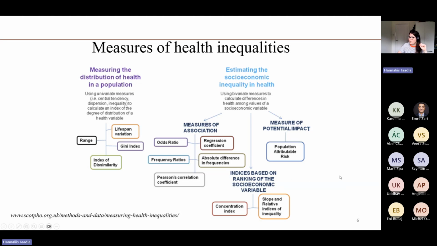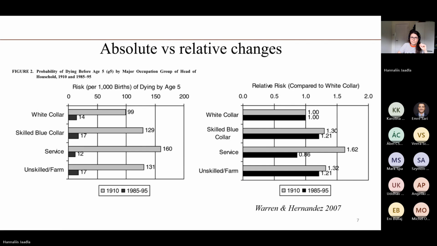So all of these measures can also be further split into absolute and relative measures. Absolute measures describe the size of the difference, and relative measures show the proportional differences between groups. It's usually good practice within the health inequality literature to calculate both and report both in your studies. And why is it important?